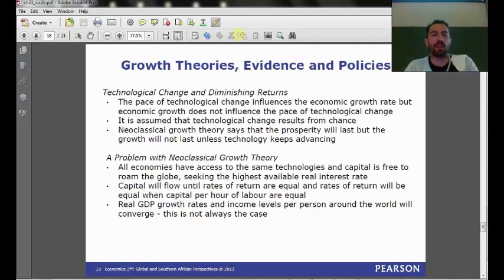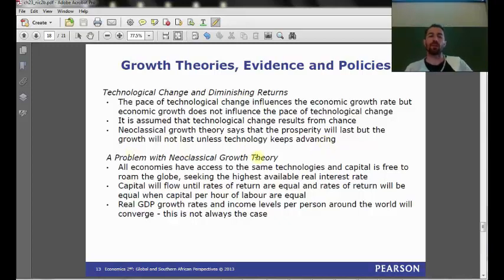What we have seen is a lot of technological change, but we've also started seeing diminishing marginal returns. So the pace of technological change influences the economic growth rate, but economic growth does not influence the pace of technological change. We haven't seen constant technological change growth rates. Neoclassical growth theory says that prosperity will last, but the growth will not last unless technology keeps advancing.